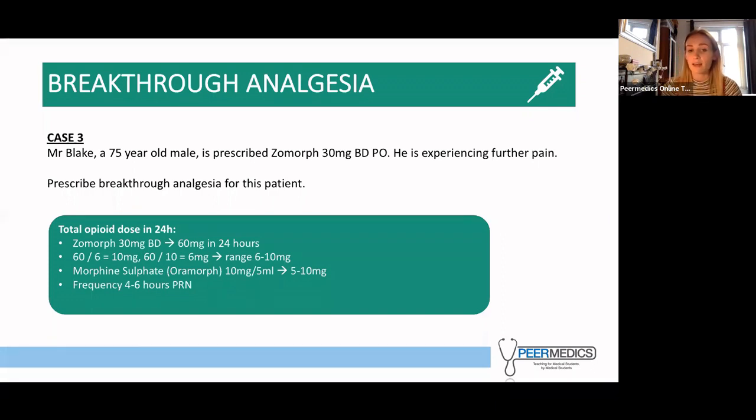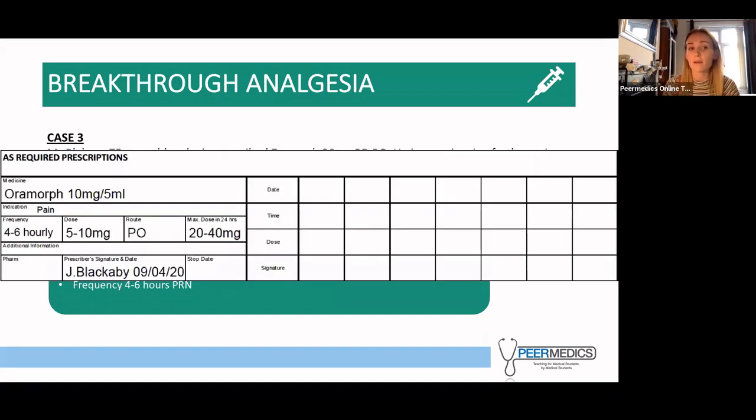So in sense of that, then you can't really give 6 milligrams very easily. So it's easier to just give it in 5 to 10 milligram intervals. And the frequency of that is 4 to 6 hours as necessary. So writing that up is in the PRN side of the drug chart, or the as required.